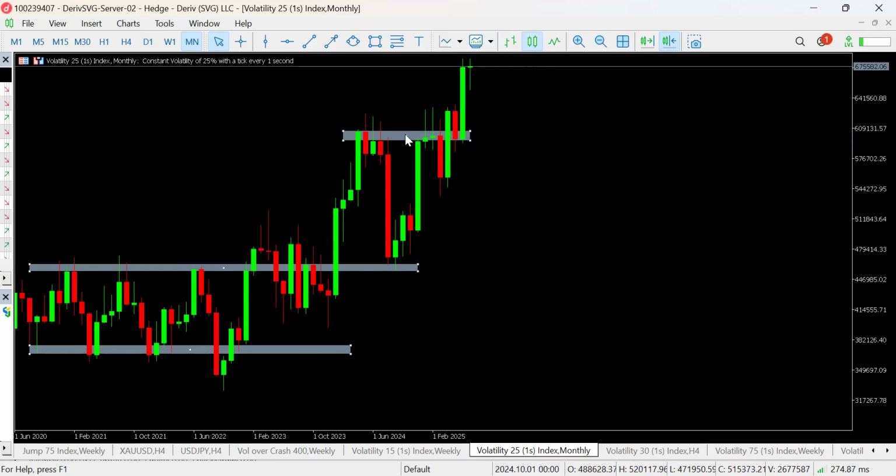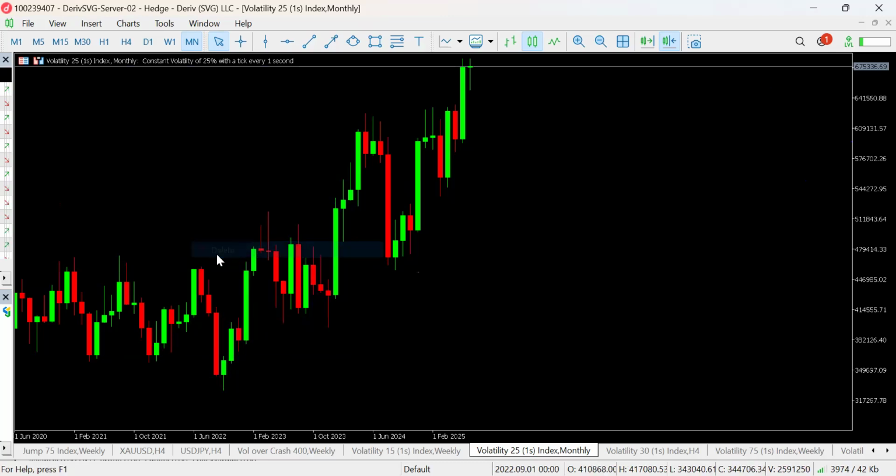So our conclusion from our monthly time frame, where mostly the function is for us to get the general direction of the market, is that volatility 25-1x is in an uptrend, and rightly so. Why? Because it is making a series of higher highs and higher lows. So let's go to our weekly time frame to see if we have a potent structure to work around, or to see if it will tell us something contrary to what we've just seen on the monthly time frame.